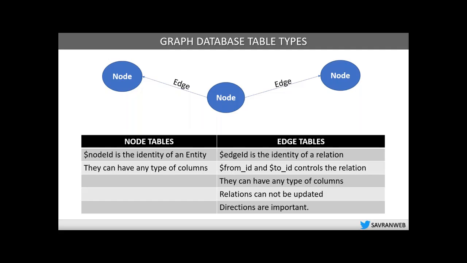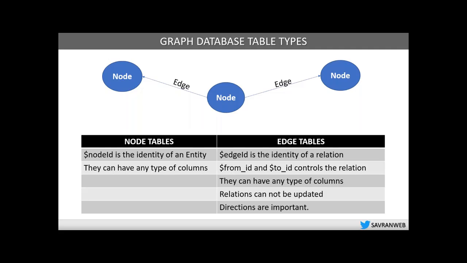In every node table, every row has a node ID. That's a virtual column, and it's the identity of that entity. You really cannot do much with the node ID. You cannot update it, you cannot delete it. Every time you insert something there, the node ID just gets populated. If you select all from a node table, you will see that the node ID column is a JSON object. Also, node tables can have any type of columns. Any data type SQL Server supports, you can create in the node tables.